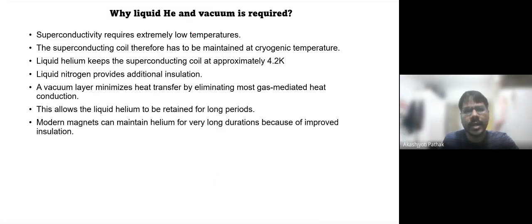So why are liquid helium and vacuum required? As we explained, superconductivity requires extremely low temperature, and the superconducting coil therefore has to be maintained at cryogenic temperature, and liquid helium keeps the superconducting coil at approximately 4.2 Kelvin. Okay, so liquid nitrogen, at around minus 196 degrees Celsius, provides additional insulation and a vacuum layer is present. The same thing is written over here.